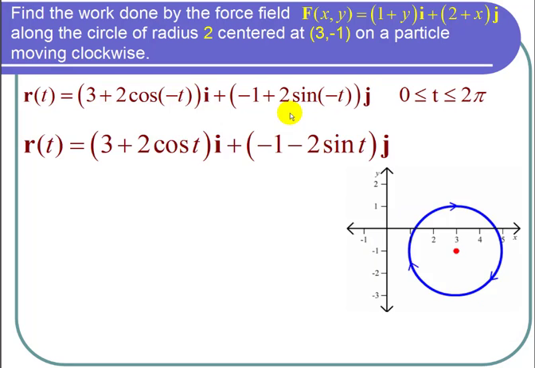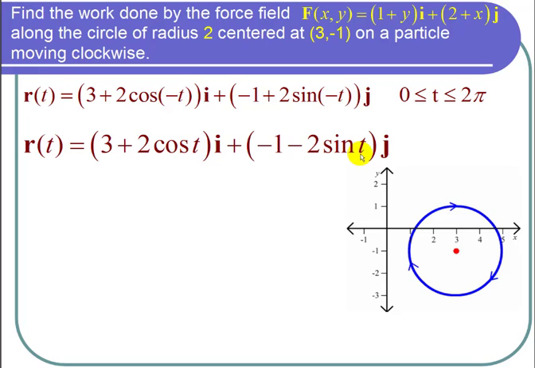So let's simplify this a bit. We recall that the cosine is an even function, so cosine of negative t is equal to cosine of t. And the sine is an odd function, so sine of negative t is equal to negative sine of t.